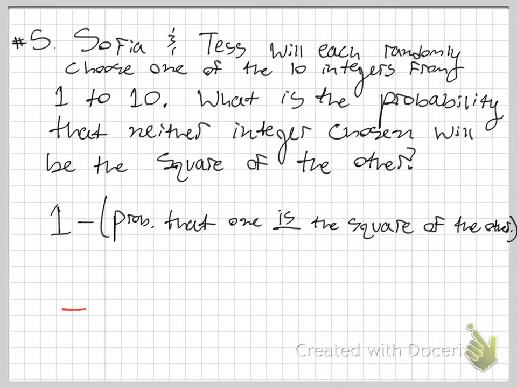So let's say that the yellow slot is for Tess and the red slot is for Sophia, right? All right. So when is one of them the square of the other? Well, if Sophia gets a 1 and Tess gets a 1, then 1 is the square of the other. Hold on, let me write out these slots.